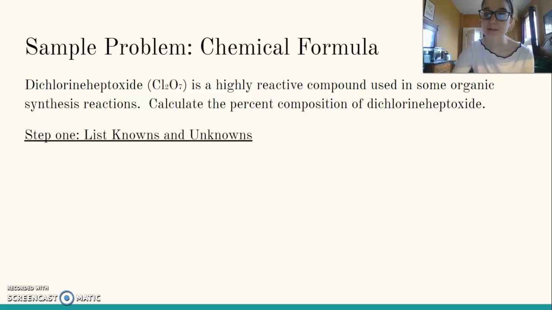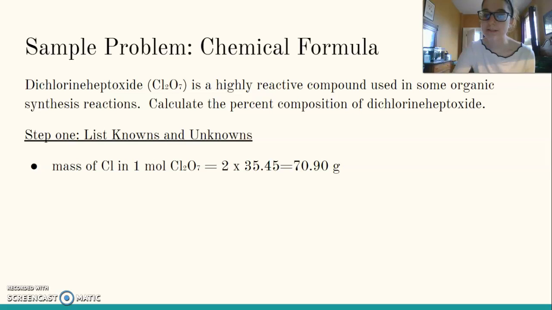So step 1, we're again going to list our knowns and unknowns. In 1 mole of Cl2O7, we have 2 times 35.45, which equals 70.90 grams of chlorine. Where did this 35.45 come from? It's the molar mass that's found on the periodic table. I multiply it by 2 because in the chemical formula for dichlorine heptoxide, we have 2 chlorine.